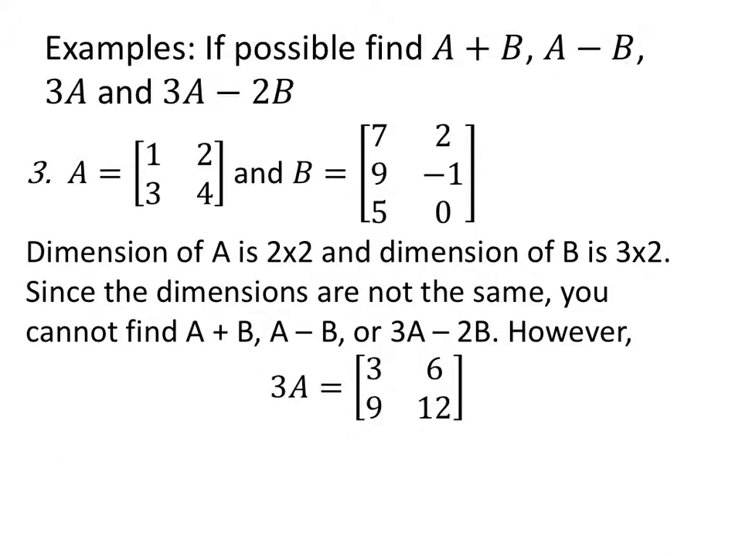Alright, so now, example 3. A is a 2 by 2 matrix, and B is a 3 by 2 matrix. So there's nothing to add, and there's no way to subtract, because they're not the same size. As the dimensions are not the same, you cannot find the sum, the difference, or the difference involving scalar multiples. So any combination of A and B in addition or subtraction, you can't do it. But we can find the scalar multiple 3A. Let's multiply each entry by 3. 3, 6, 9, 12. And there we go.